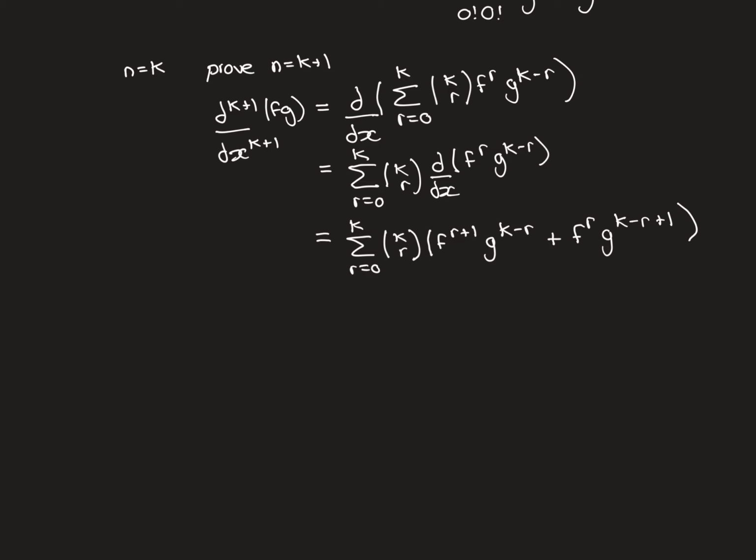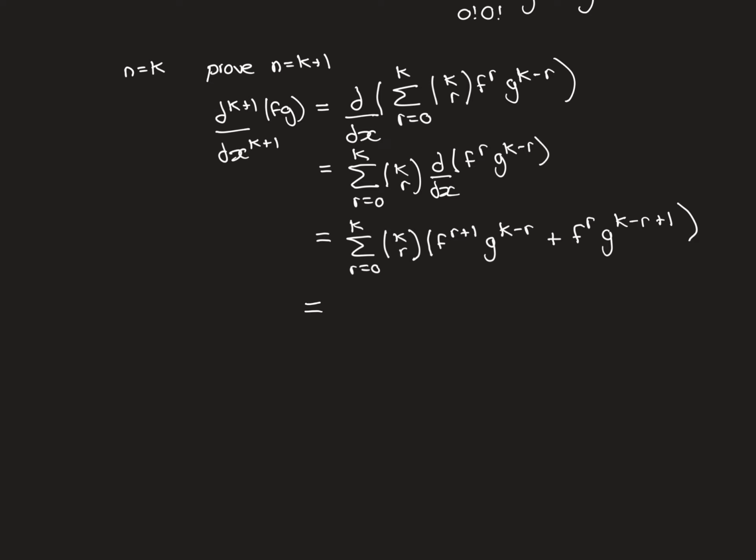And now what we need to somehow do is show that this can be rewritten as the sum from r is equal to 0 to k plus 1 of k plus 1 choose r, f differentiated r times, g differentiated k plus 1 minus r times. We need to somehow rearrange this and show that it's equivalent to that. So let's start by splitting this into two separate sums. It actually becomes easier that way, and then we'll combine them back together later on. So we'll split it into this bit and this bit.